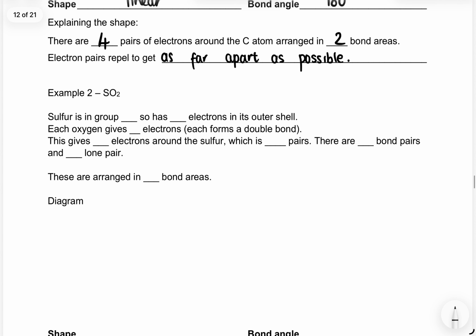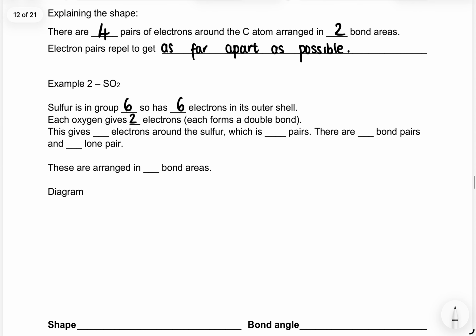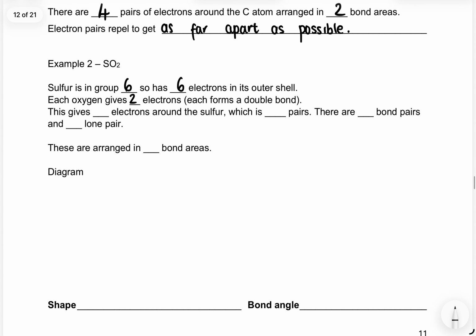So let's have a look at SO2. Sulfur is in group 6. It has 6 electrons in its outer shell. Each oxygen, also in group 6, needs to get to a full shell of 8, so it gives 2 electrons. It forms a double bond. So of the 6 electrons around the sulfur, we've actually got 2 electrons from each oxygen. So 6 add 2 is 10.